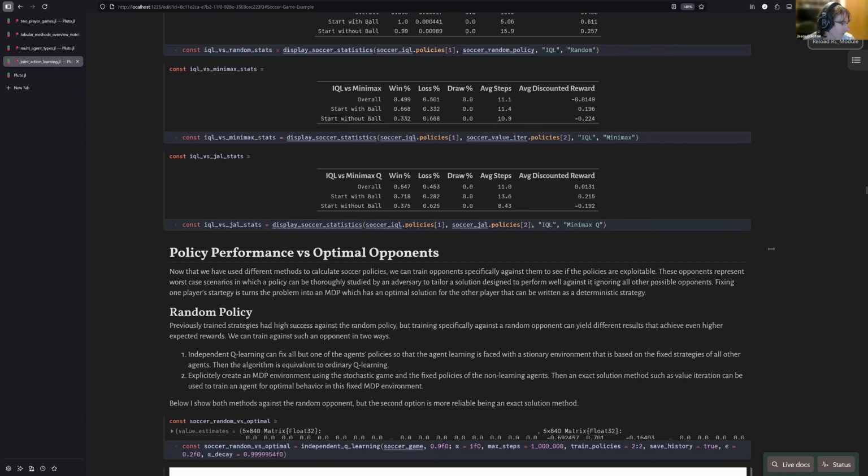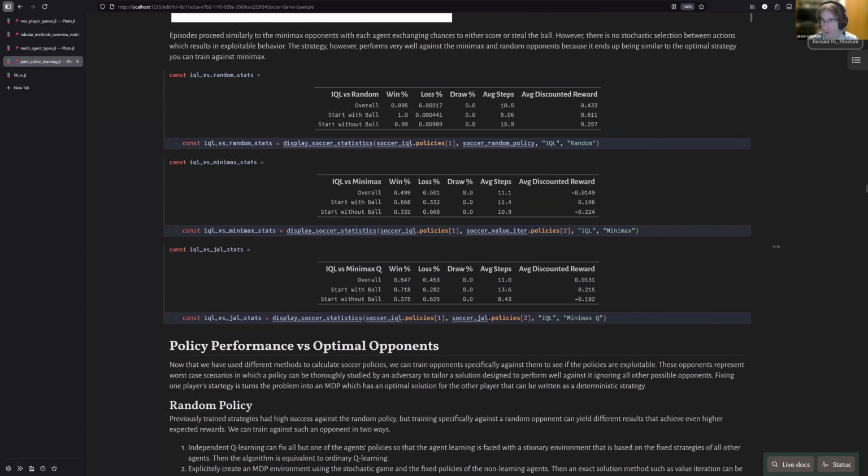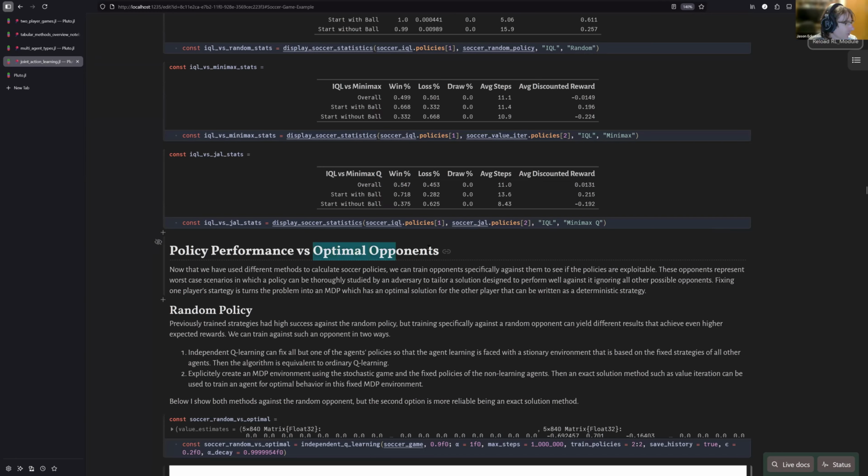But one thing we can do to compare all these solutions is compare them to optimal opponents. This would be a situation where we have the policy, and then we put it in a situation where some algorithm is going to look at it and try to learn the best way to exploit it.